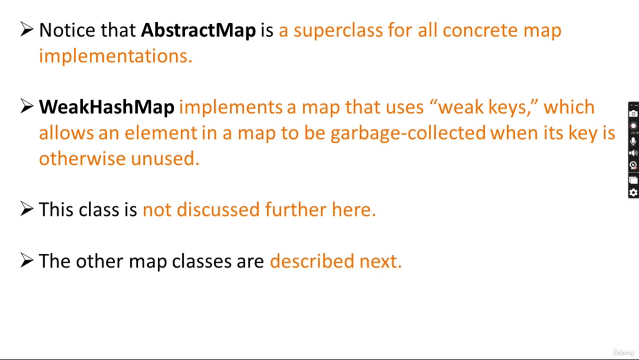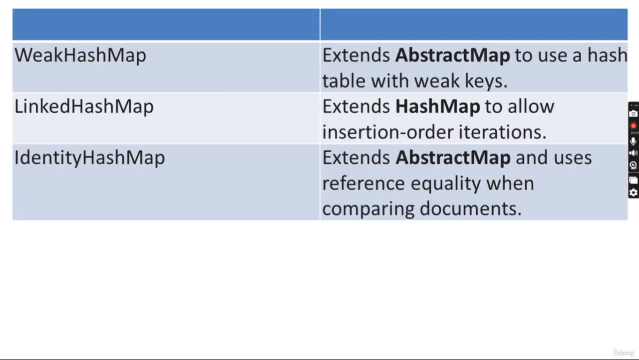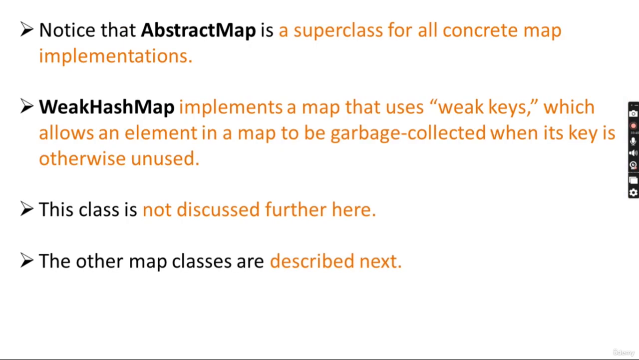WeakHashMap implements a map that uses weak keys, which allows an element in a map to be garbage collected when its key is otherwise unused. So first is WeakHashMap. It extends AbstractMap to use a hash table with weak keys, so there are weak keys available. LinkedHashMap extends HashMap to allow insertion-order iteration, and IdentityHashMap extends AbstractMap and uses reference equality when comparing elements. We will see them one by one. WeakHashMap is not discussed over here, and the others we will see in the next sessions.